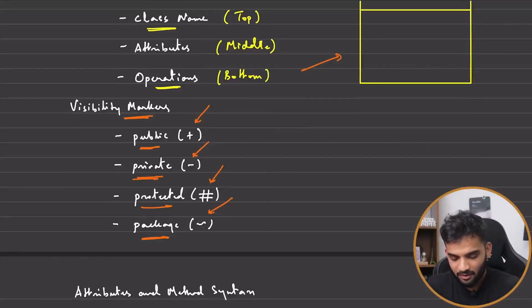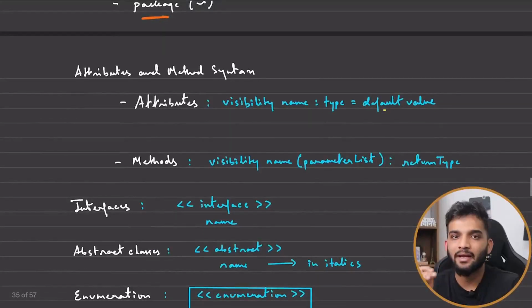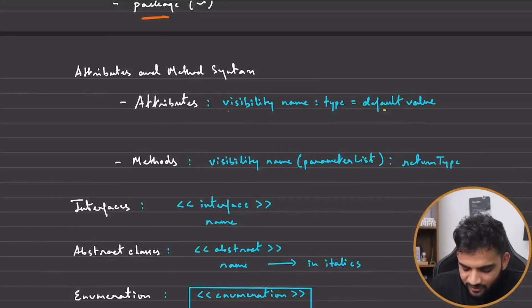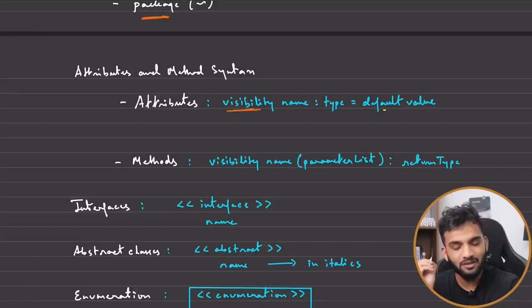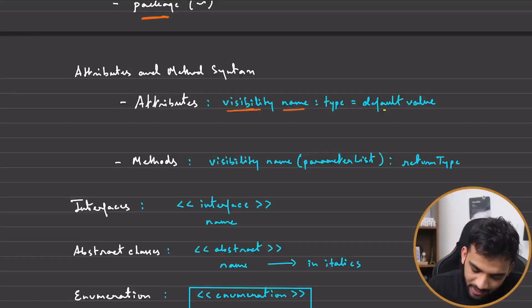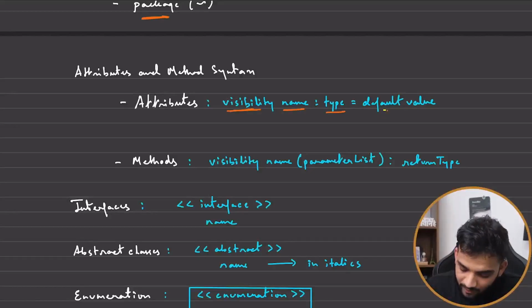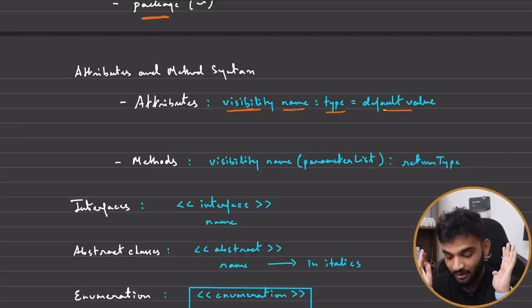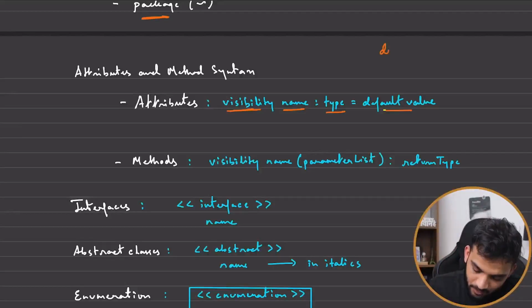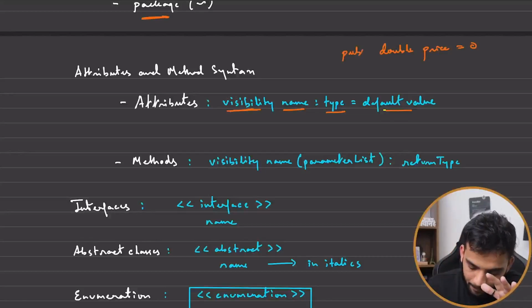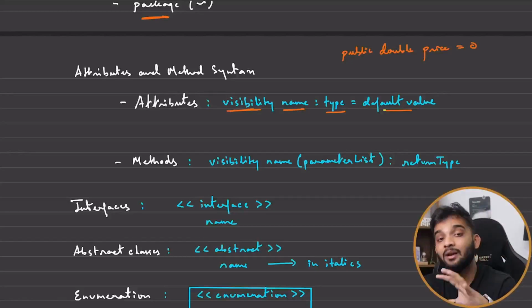Okay. Let's move on to understanding how we represent attributes. Very simple. We have the visibility marker right at the start. Then we have the name of that attribute. Then we have the type: integer, double, string. And then we have the default value, if any. So imagine I'm writing something as double price equal to 0. This will be in the code. And I'm assuming this is public double price equal to 0. And this is what I'll be writing in code.